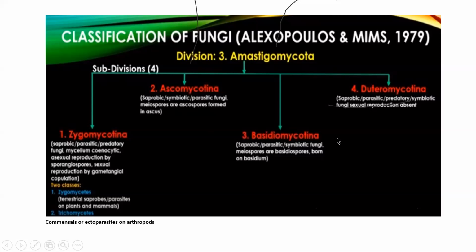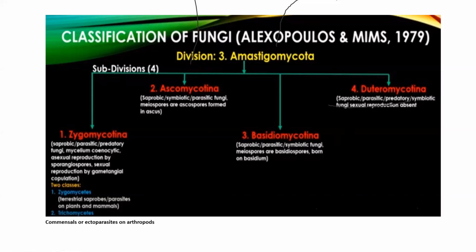Similarly, Basidiomycotina is the third subdivision. Here also you see saprobic, parasitic, symbiotic forms. Meiospores are basidiospores. That is, sexual spores are called basidiospores, which are born exogenously on the basidium. Exogenous spores. Here in Deuteromycotina, I had discussed imperfect fungi, where the sexual stage has not yet been discovered.